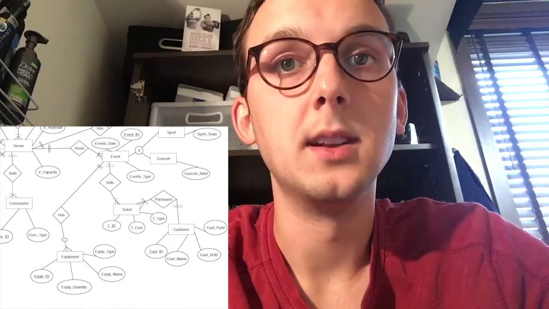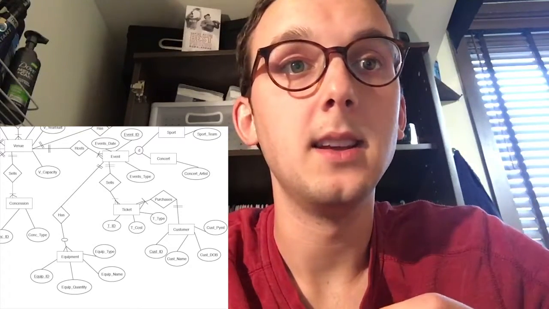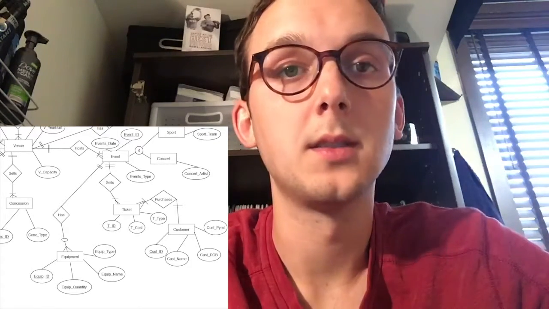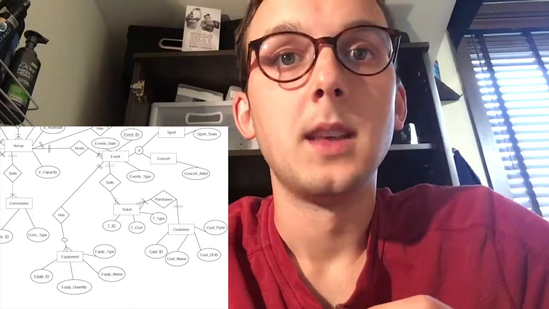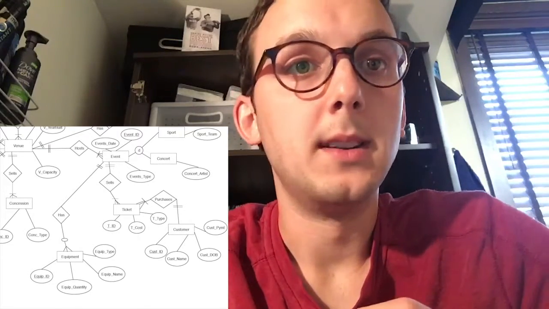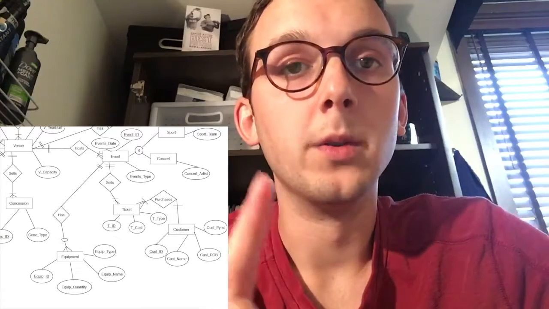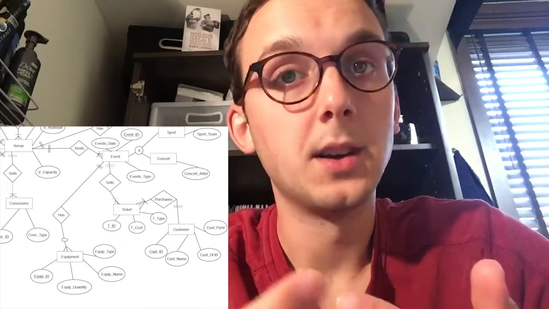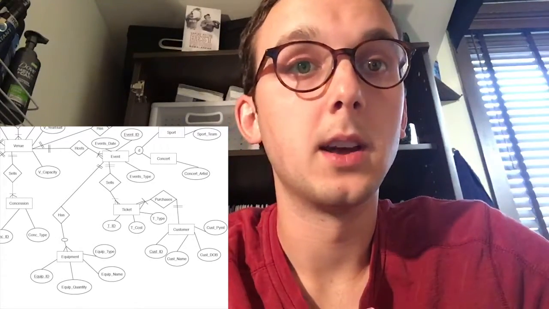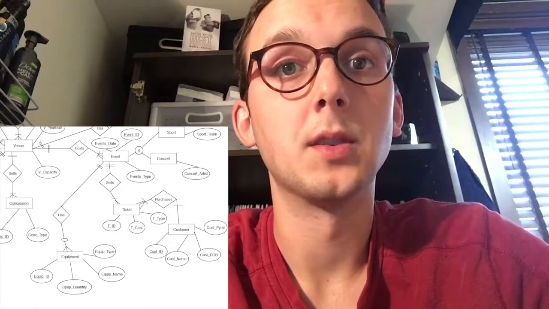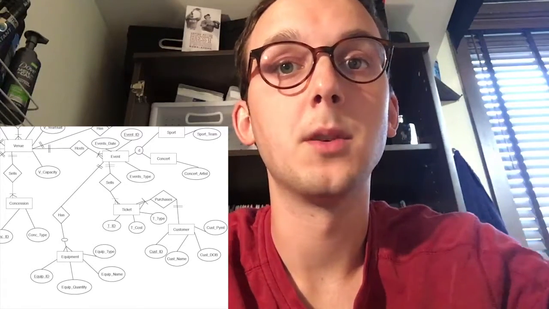Each ticket is uniquely identified by a TID and has other attributes such as T-cost and T-type, and each customer purchases one or many tickets, and each ticket is purchased by one and only one customer. Each customer is uniquely identified by a cust ID and has other attributes such as customer payment, customer date of birth, and customer name.